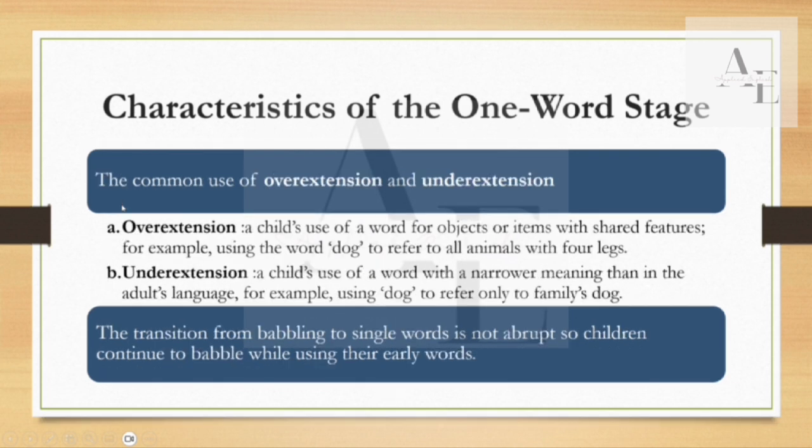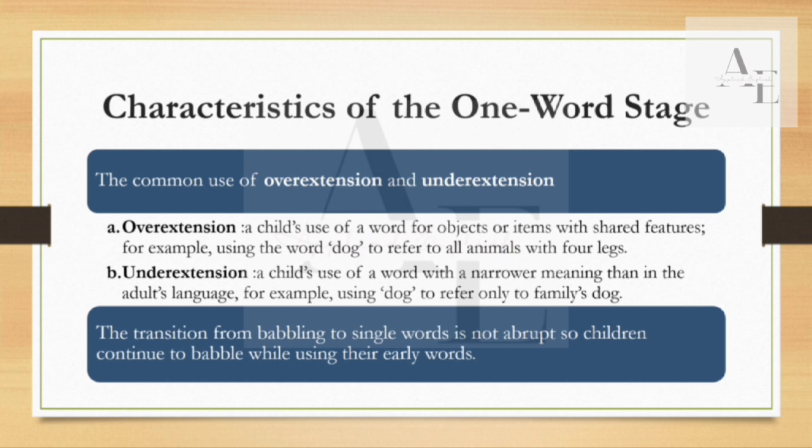Then we have the third characteristic, the common use of overextension and underextension. Overextension is a child's use of a word for objects or items with shared features. For example, using the word dog to refer to all animals with four legs, or maybe using the word chair to refer to every wooden object or an object with four legs. We have underextension. It's also something that occurs with children. It's a child's use of a word with a narrower meaning than in the adult's language. For example, using dog to refer only to a family's dog. So any other dog is not a dog, it's just their dog in their family.